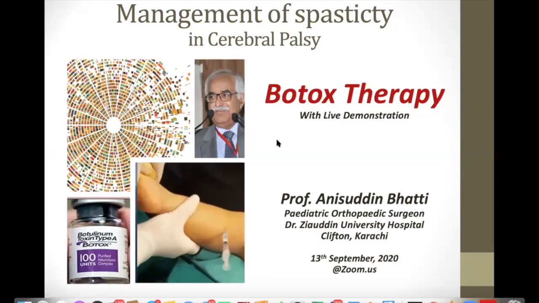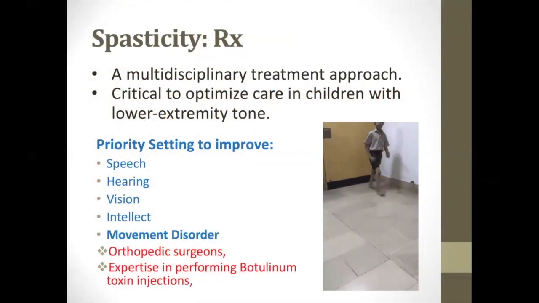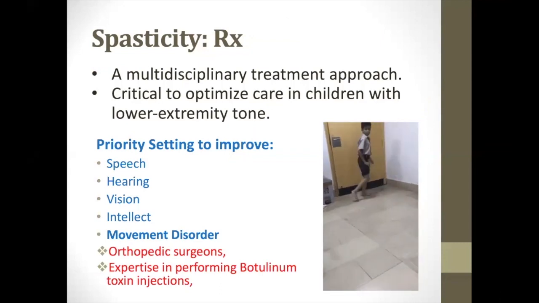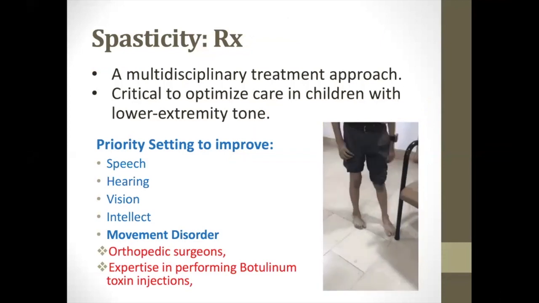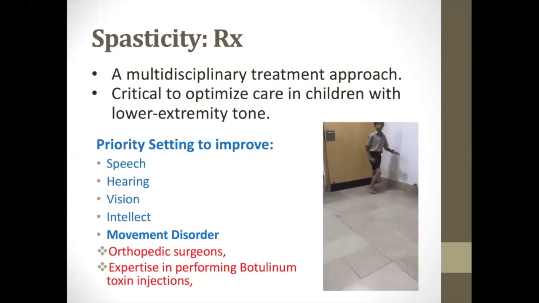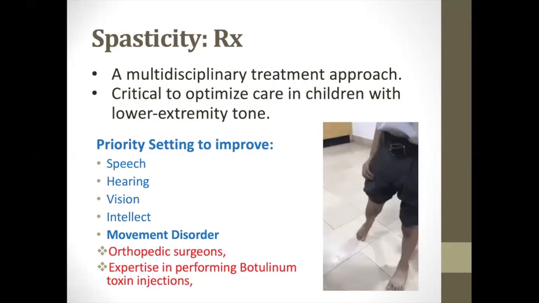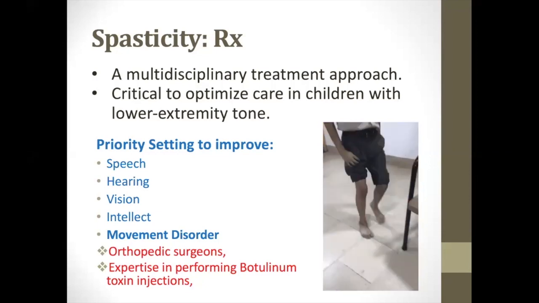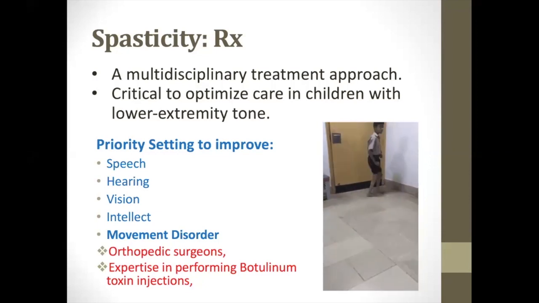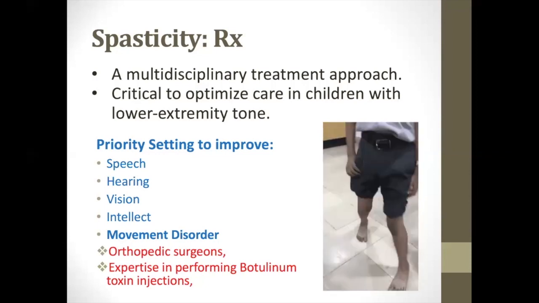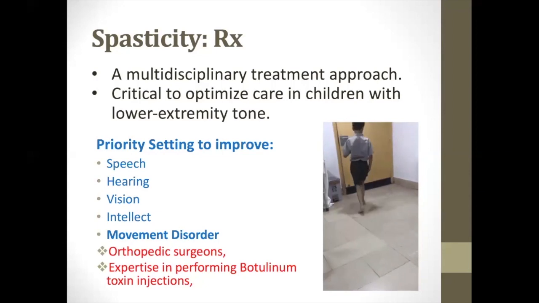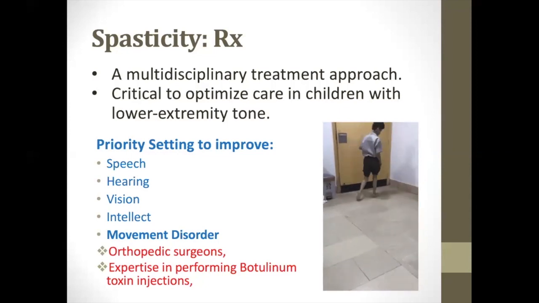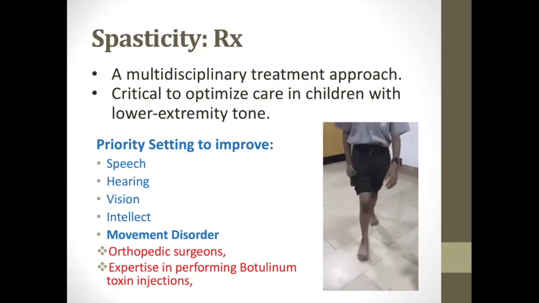So here, it is usually a multidisciplinary approach in cerebral palsy. One person cannot deal with everything in cerebral palsy. Initially, we have to diagnose the patient, whether it is cerebral palsy or not. Then we have to set the priorities, in which the orthopedic surgeon comes at the sixth level. Before that, there are problems of speech, hearing, vision, and intellect. These are mostly dealt with by the pediatric neurologist. And when the child is not able to sit, stand, or walk, there is a consultation for movement disorders. In movement disorders, there is again a team approach, and the main role is of the orthopedic surgeon and the physiotherapist.